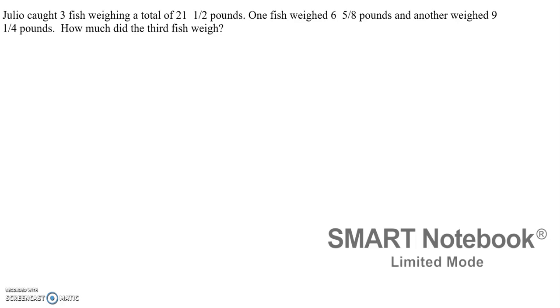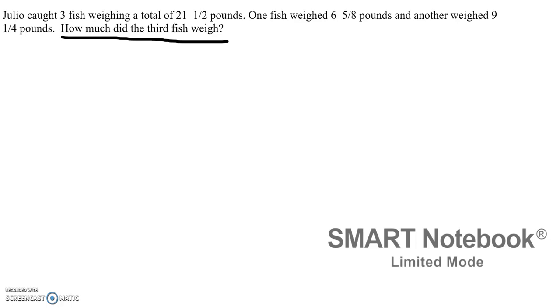So Julio caught 3 fish weighing a total of 21 1/2 pounds. One fish weighed 6 5/8 pounds. Another weighed 9 1/4 pounds. How much did the third fish weigh? So we are actually solving here. We want to know how much the third fish weighed. That's what we need to figure out, what that weight is for that last fish.